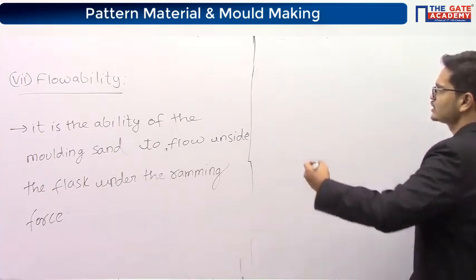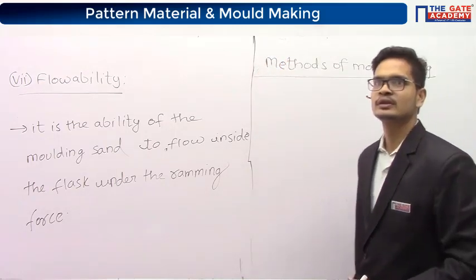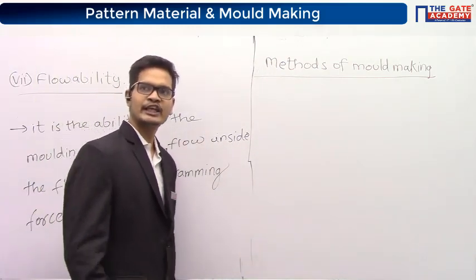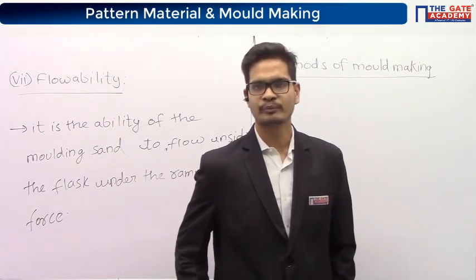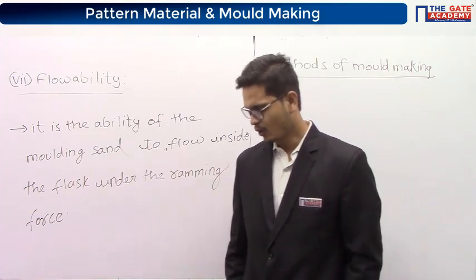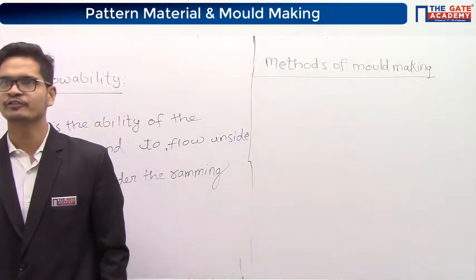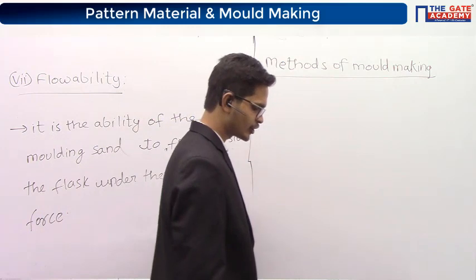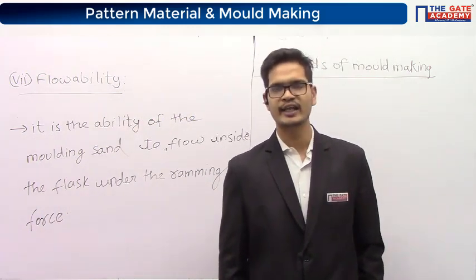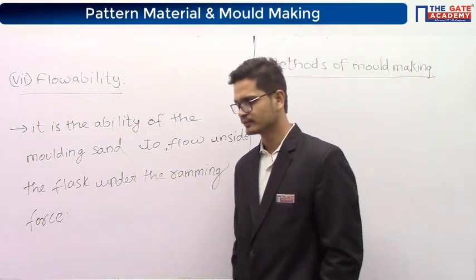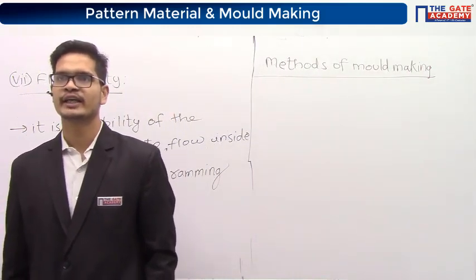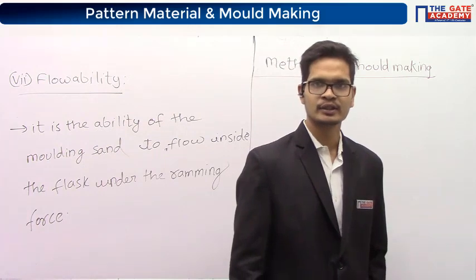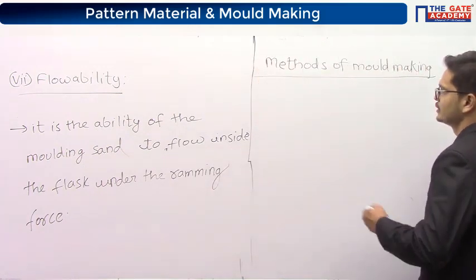Next is methods of mold making. Write down: on the basis of application of the ramming force, mold making can be classified as hand molding and machine molding.